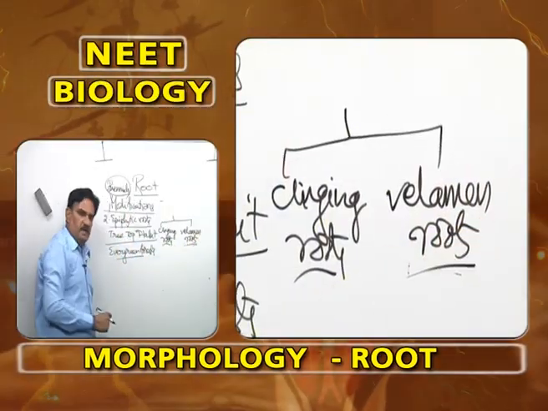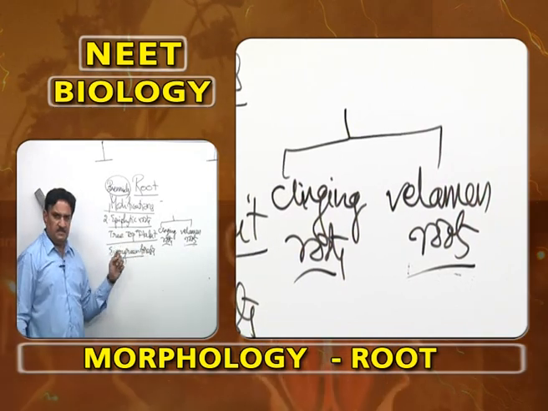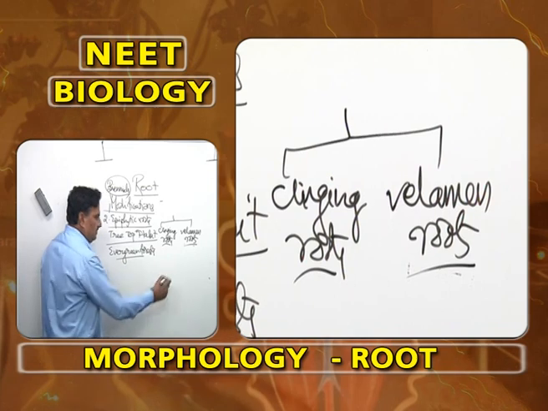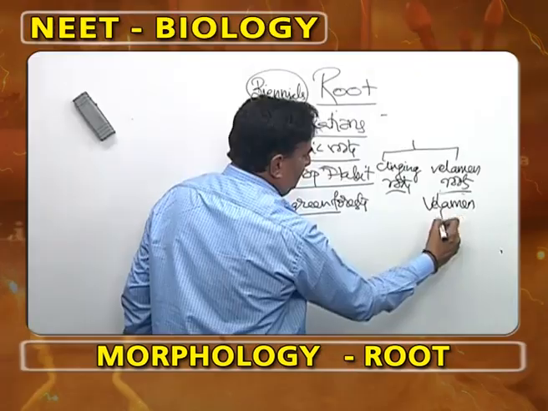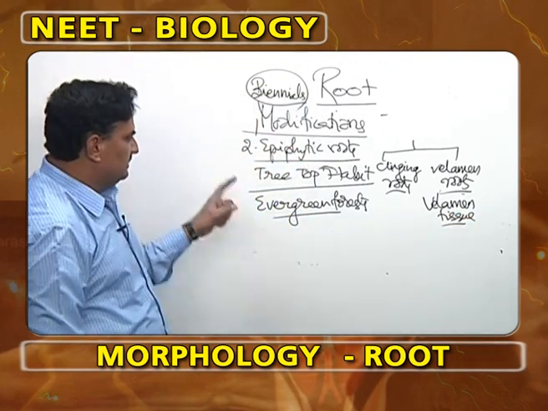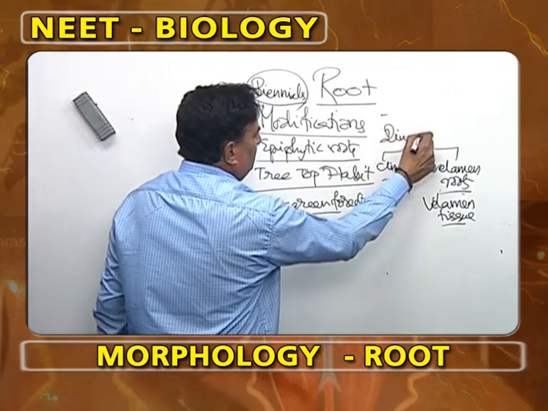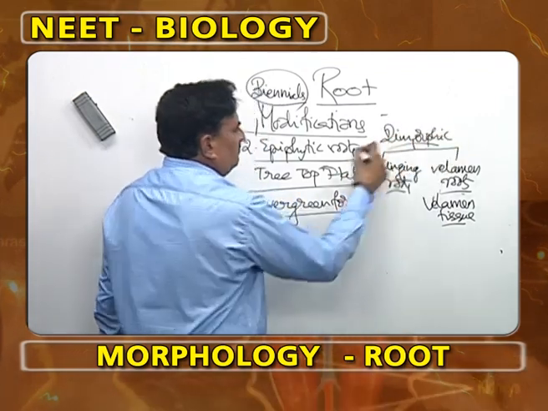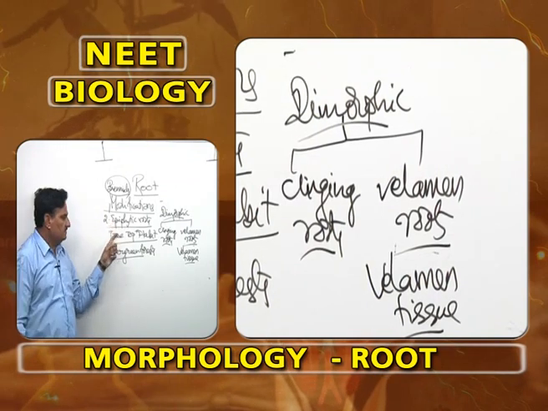Long, freely hanging, much branched, brown colored, special roots which are surrounded by a special hygroscopic tissue called velamen tissue are called velamen roots. So, a single plant is showing two types of roots, hence it is called dimorphic. So, dimorphic roots are found in epiphytic plants.